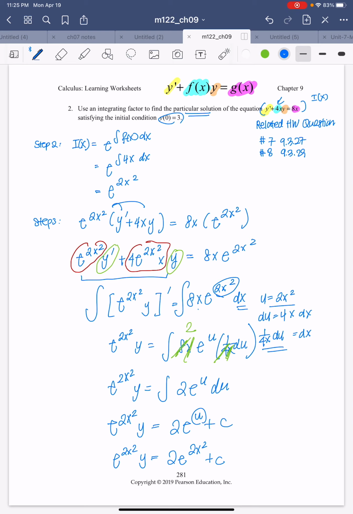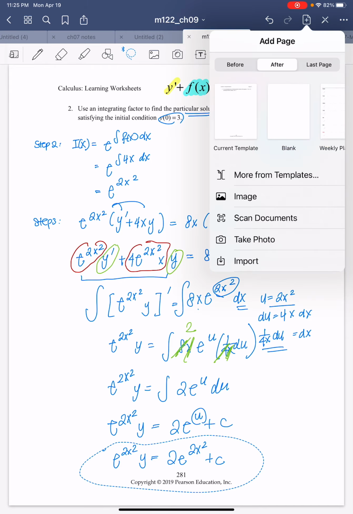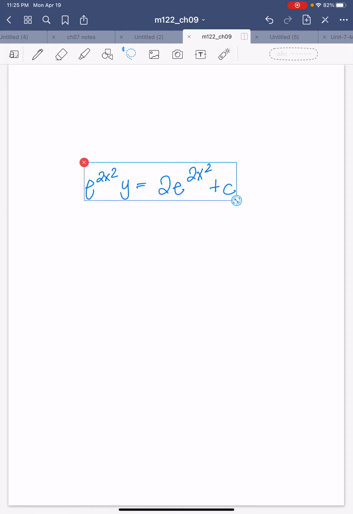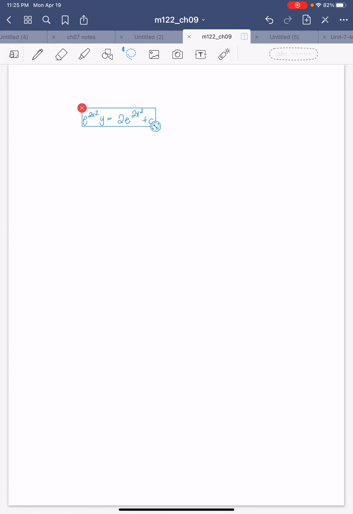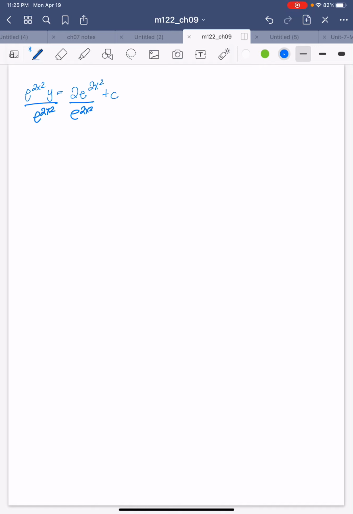Now, I'm going to take this one, divide the entire side by e to the 2x squared. So let's do that to solve for y. Divide each side by e to the 2x squared. Then I have y is equal to, they cancel out nicely. So 2 plus this part, I can rewrite that using the negative exponents, correct?